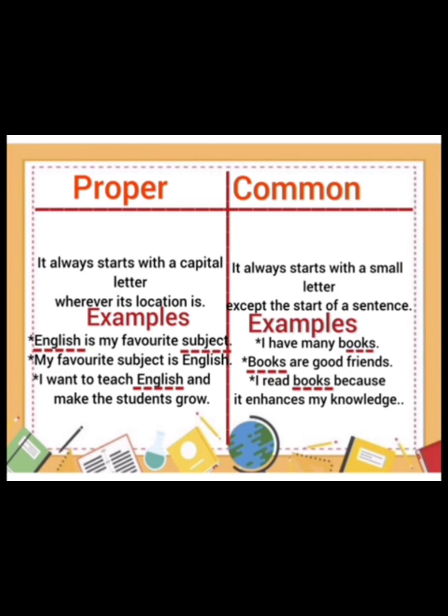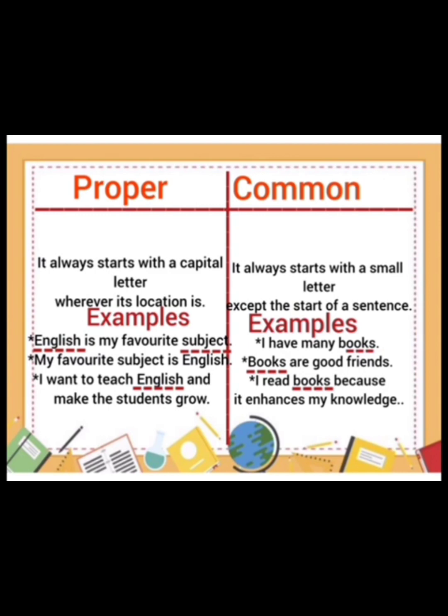If you are starting a sentence and your first word is a common noun or not a specific noun, then definitely you will write it with a capital letter. For example, the first one is: I have many books. Now books is at the end of the sentence and you have written it with a small letter. Books are good friends. Now, books is a common noun here, but you have written it with a capital. Why? Because it is at the start of the sentence. The third one is: I read books because it enhances my knowledge. Now books is again a common noun and it is written with a small letter.